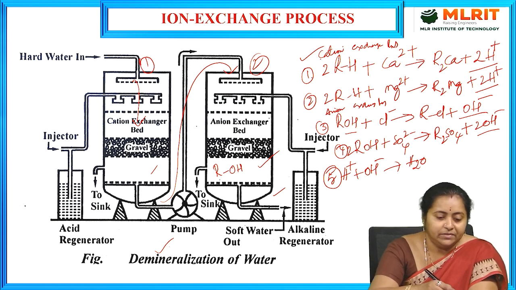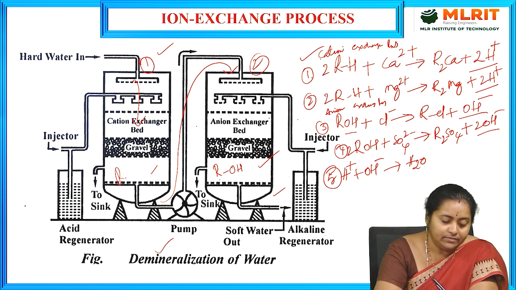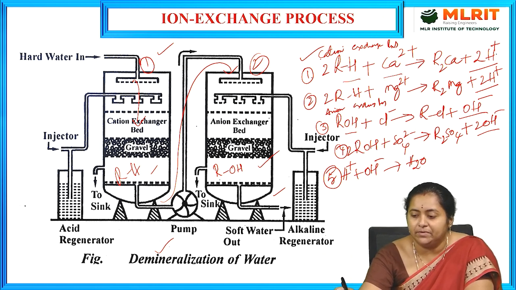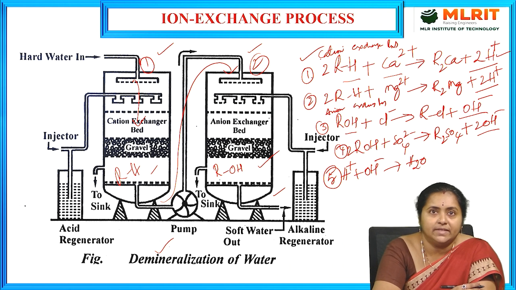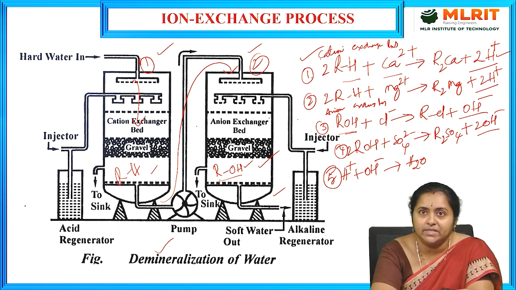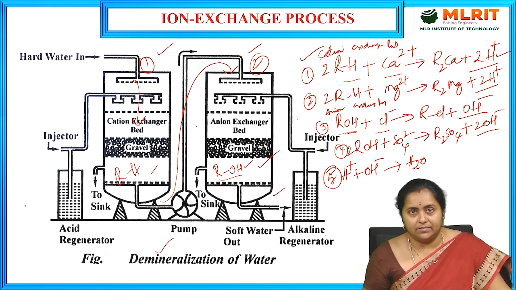I am repeating. First we have to allow the passage of hard water into the cation exchanger bed. There we have cation exchange resin, which is represented as RH. It is capable of exchanging its H plus ions with the calcium ions present, thereby producing 2 H plus ions. Then this water is forcibly pumped into the second compartment, that is the anion exchange bed. There we have anion exchange resin, represented as ROH. It is capable of exchanging its OH minus ions with Cl minus ions, thereby releasing OH minus ions. So these are the reactions that take place.